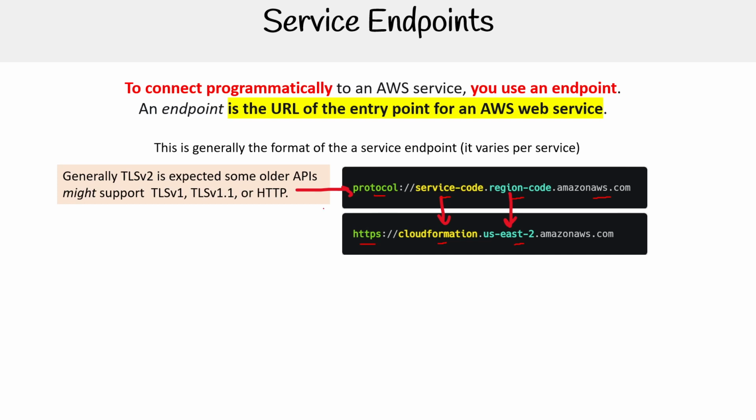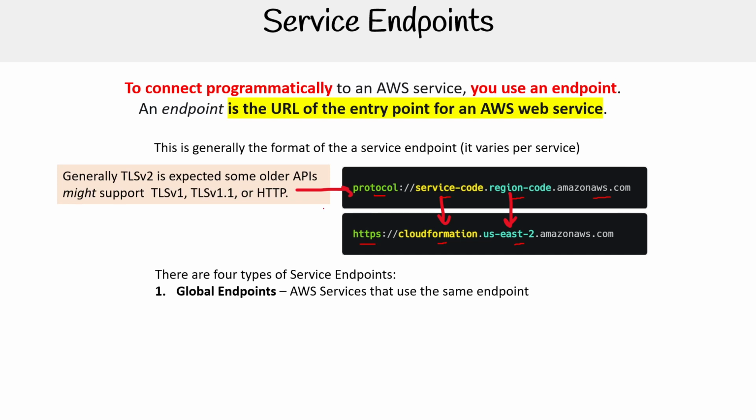There are generally 4 types of service endpoints. There could be more than this, but 4 is what I was able to boil it down to. We have global endpoints, which are AWS services that use the same endpoint. Then you have regional endpoints, which are AWS services that require you to specify a very specific region.